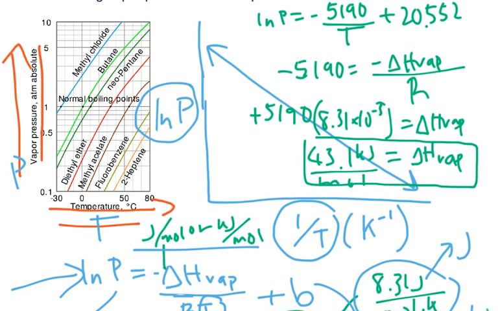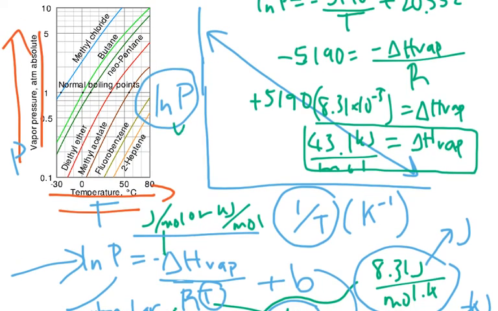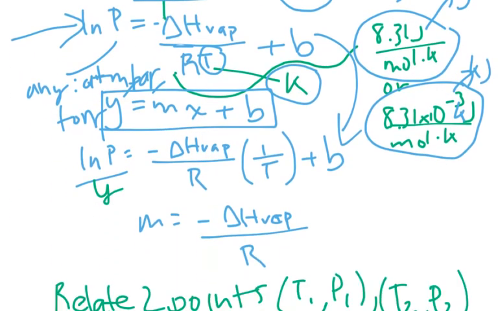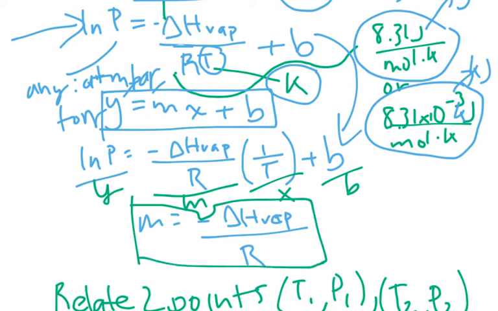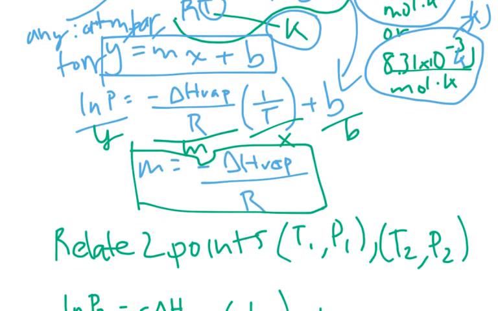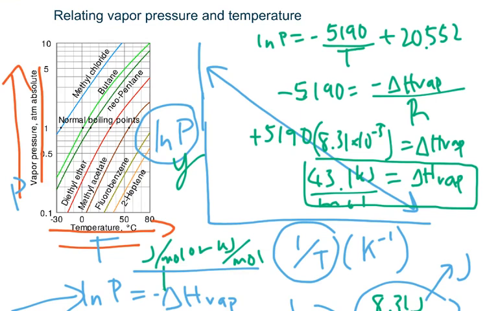So the y will be the one on the y-axis. It will actually be ln of P. So ln of P will be our y, and our x will be 1 over T, and b will be b. And therefore, negative delta H of vaporization over R will be our m, or our slope. So from this, we figured out that the slope of the line is equal to negative delta H vaporization over R. This will be very useful, and I will show you why.